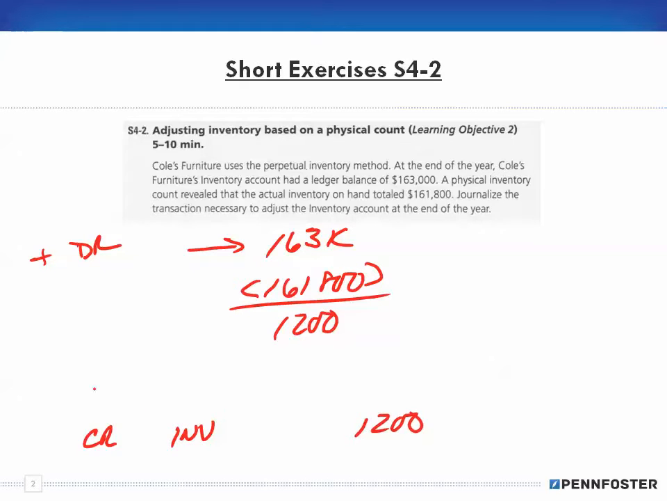And since debits have to equal credits, we have to debit something else. And what are we going to debit? Well, we're taking it out of inventory, and when we take it out of inventory, we put it to cost of goods sold. So that's our journal entry, right? And that's this problem.